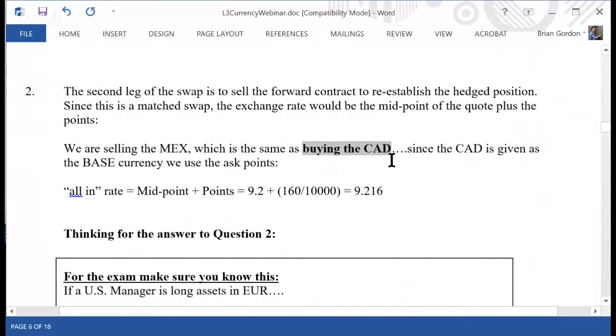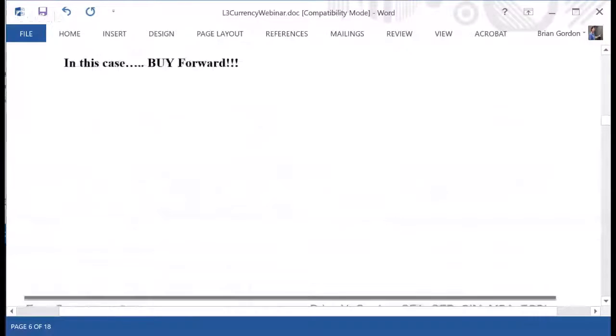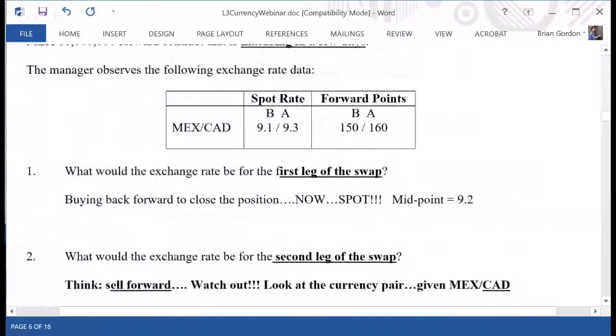Why were we buying the CAD? Because the currency pair was being given this way. So we're going to use the midpoint now plus the points. And which points are we going to use? Well, since we're buying, we're going to use the ask points. So this is very important. Let me just scroll back up here so you can see this.